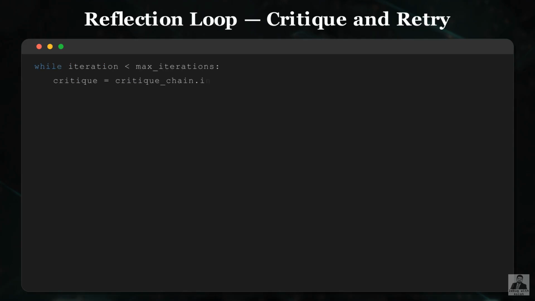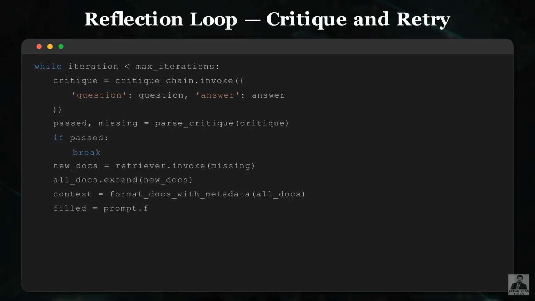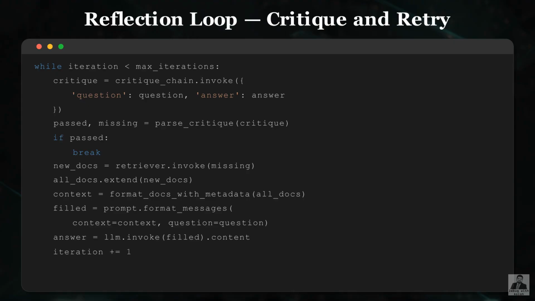The second part runs the critique loop. On each iteration, we run the critique chain, parse the result, and break if the critique passes. On a fail, we use the missing aspect as a new retrieval query, extend our document list with the new results, reformat the combined context, and regenerate the answer. The loop continues until the critique passes or we hit the maximum iteration limit. Returning the final answer after the loop ensures we always return something even if the limit is reached.